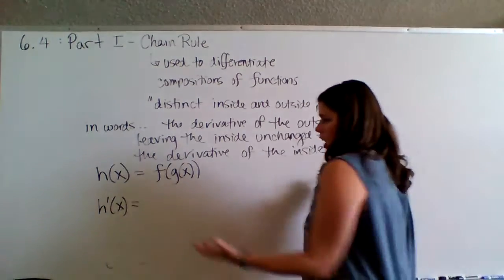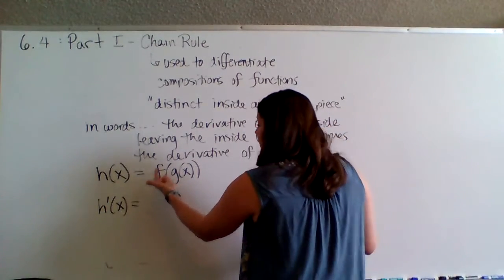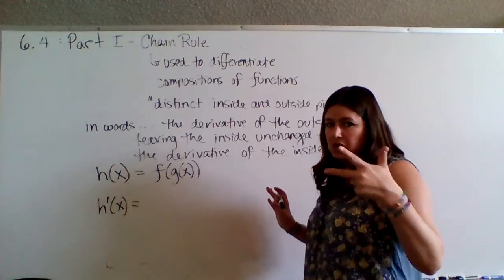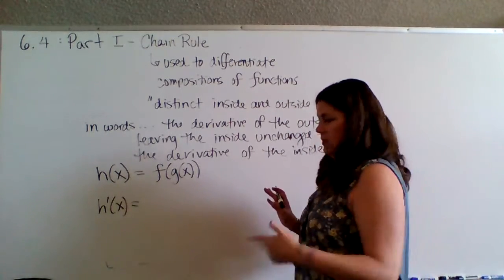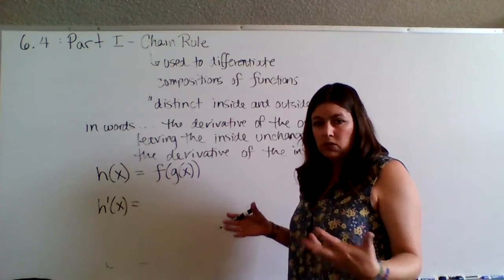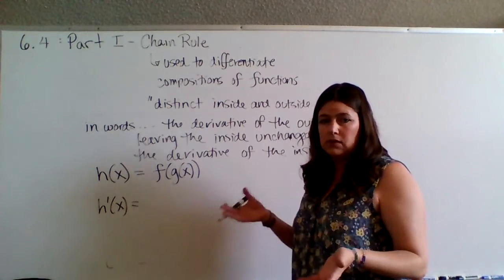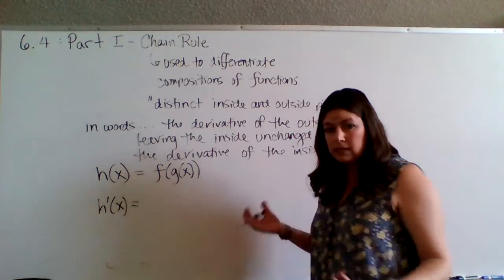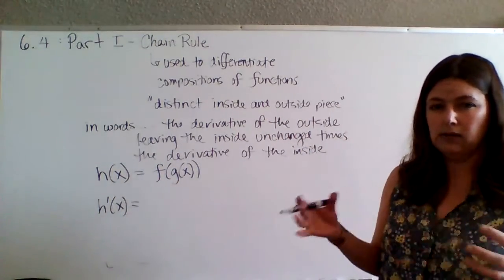But because this is not a product, these are not f of x times g of x, it's not product rule. It's not a quotient. I don't have a fraction bar or division bar. So it's not quotient rule. It's not power rule. It's really a composition. It's two things composed inside of each other. The f is like the outside and the g is like the inside. So don't you see that distinct inside-outside idea?